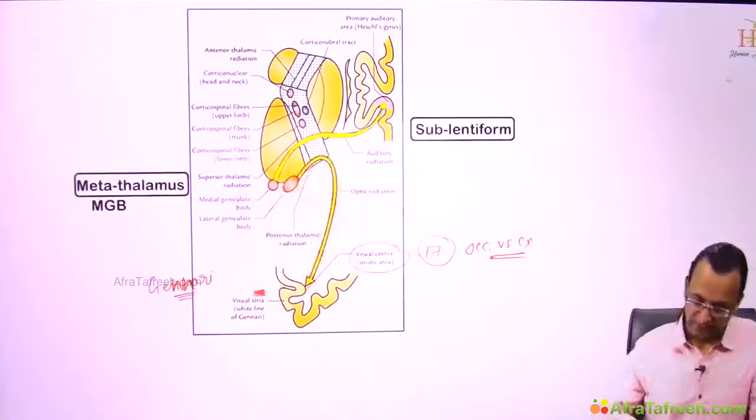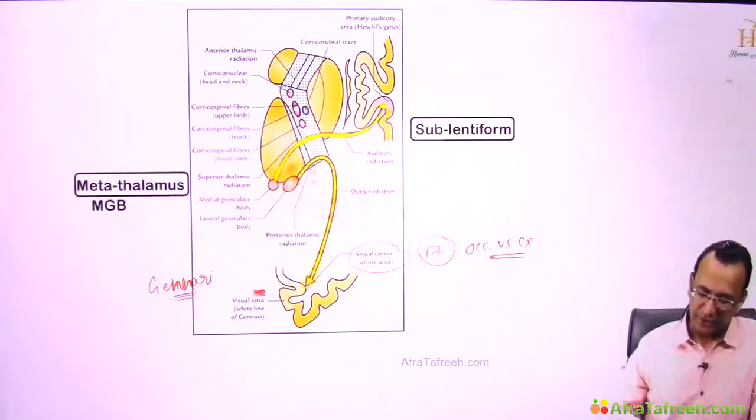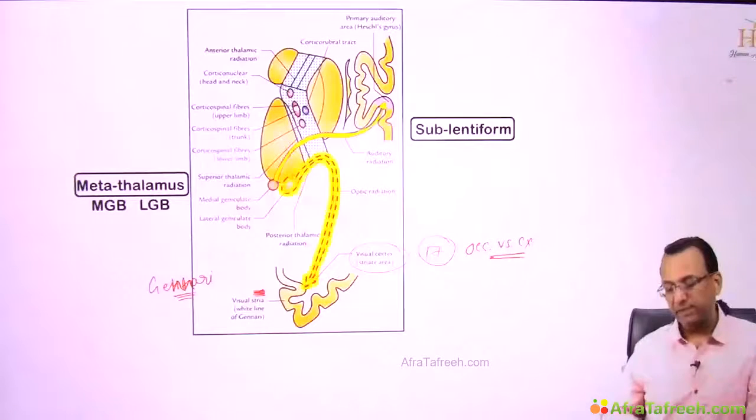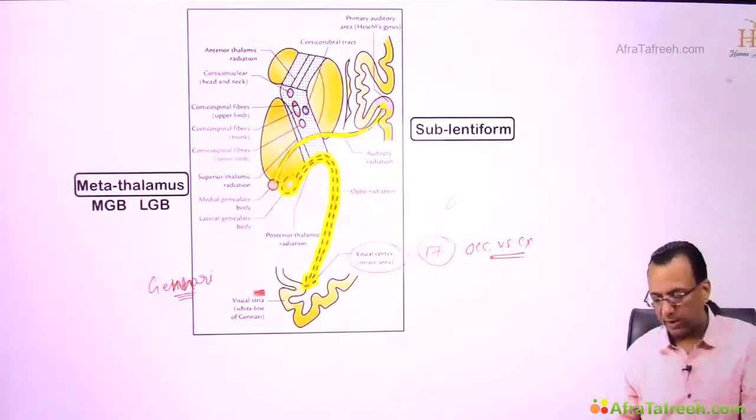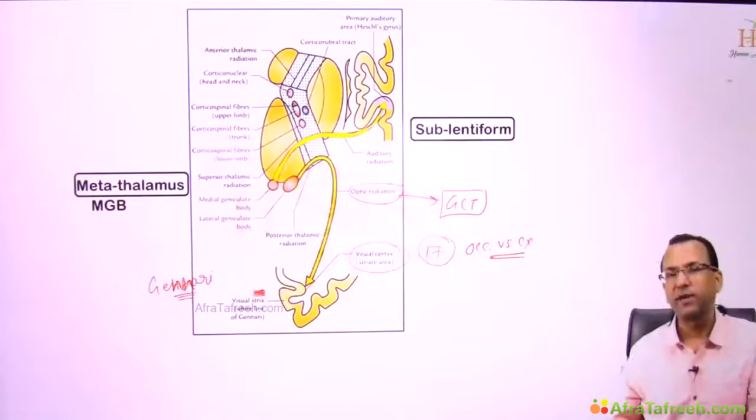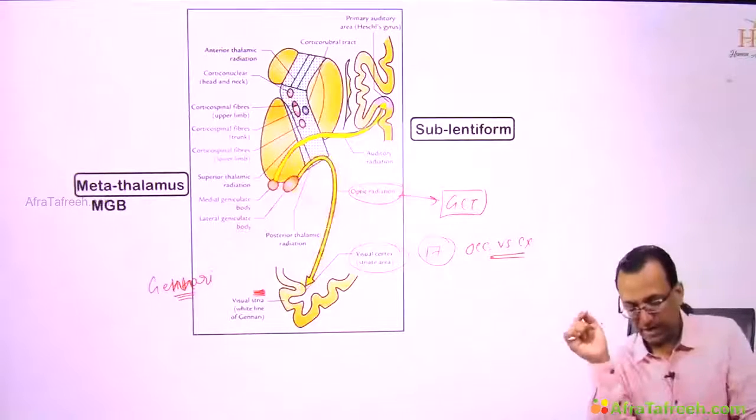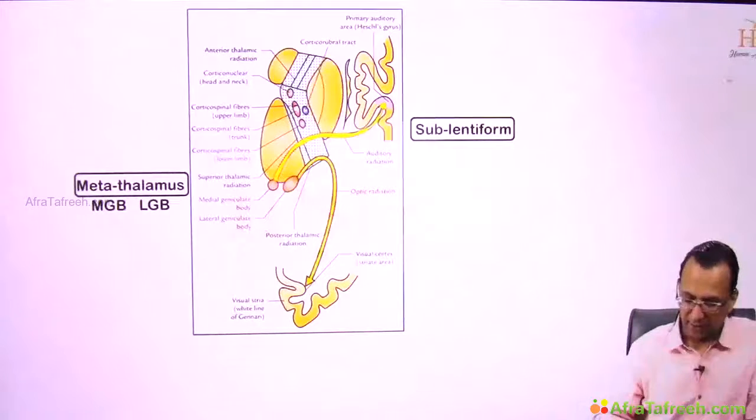Yes. What is the pathway like? The lateral geniculate body is sending the optic radiation towards area number 17, towards the calcarine sulcus. This is also called the geniculocalcarine tract. Why will you say the optic radiation is the geniculocalcarine tract? Because it is coming from the lateral geniculate body and going to the calcarine sulcus, and it is passing behind the lentiform nucleus.